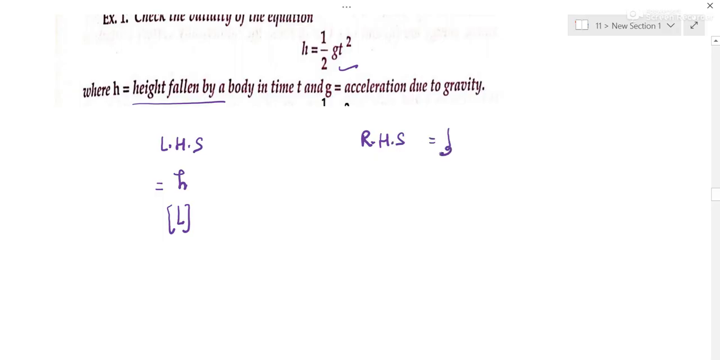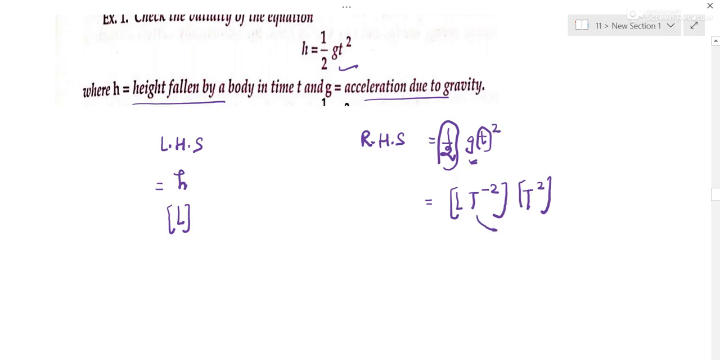It is half GT square. So half is dimensionless. G is acceleration due to gravity. That is acceleration. Acceleration is LT minus 2. You can write directly, or velocity upon time. Okay, now it is time square. So you write it like this. Now powers will be added. So it is t to the power 0, which is 1. So right hand side is this. So yes, the equation is dimensionally correct.